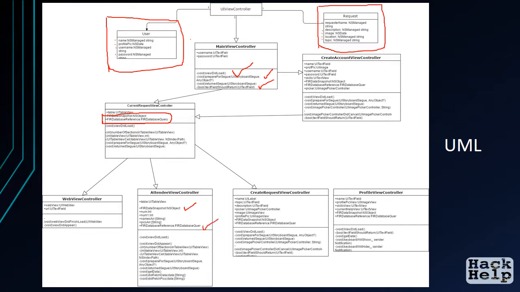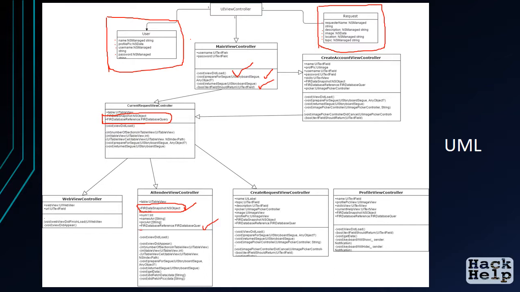So the first one is a Fire data snapshot, which can be seen right here. All information that's read from Firebase is returned as a data snapshot. So including a Fire data snapshot NS object in each one of my view controllers is essential for me to be able to read from Firebase and use the information that I'm retrieving.